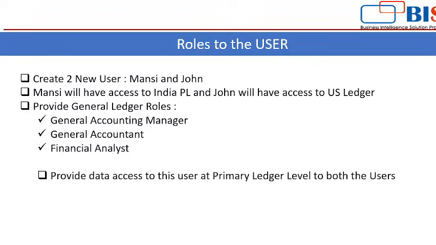After providing these roles, we have to provide data access to this user at primary ledger level to both the users. If we are creating Mansi user for Indian PL, then we will provide the data access to this Mansi user at Indian primary ledger. And if we are creating the user John for US primary ledger, then we have to give the access of this primary ledger at US level to John so that he can work for the general ledger of US. Now we will move to our application and we will create these users.